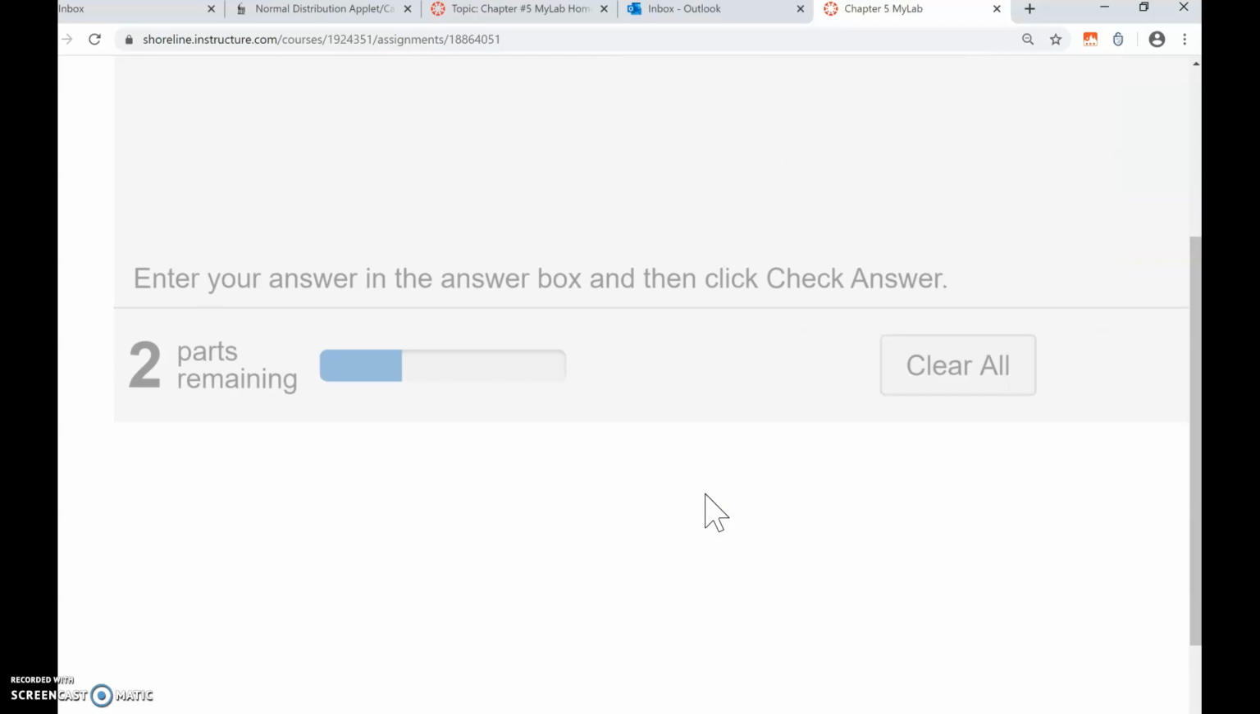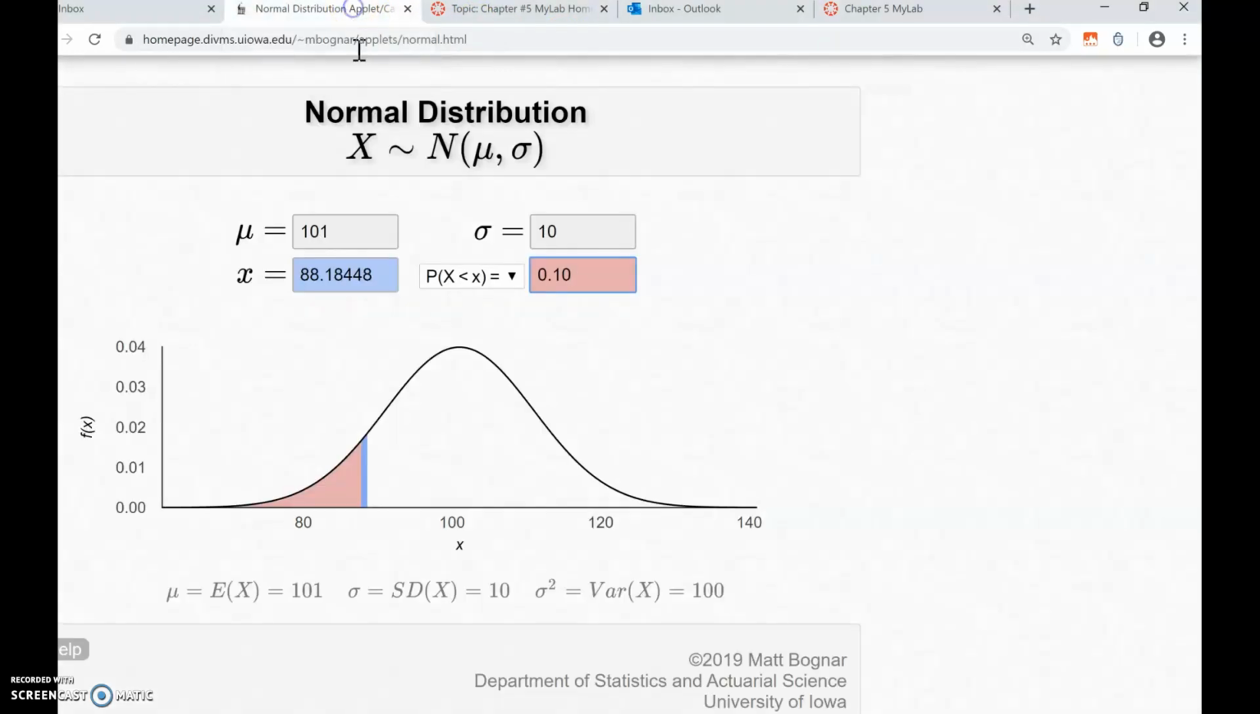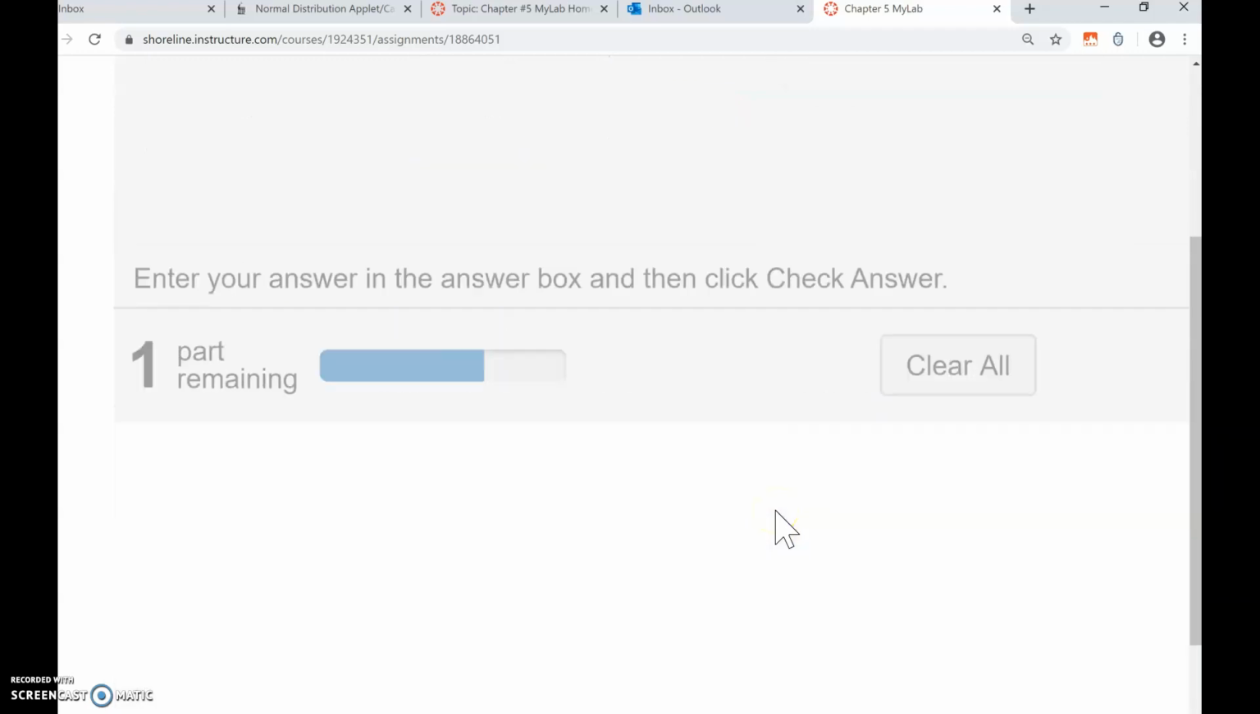Now on to part B. Part B is 94th percentile. That means the lowest 94%. Just go back to the website and type in 0.94 and press enter. The word percentile just means 94% of people have an IQ lower than that score. So there's the 94th percentile, and the IQ score for it is 116.547. We'll round that to 116.5. Let's type that in. Again, it says 1 decimal place, 116.5. Excellent.